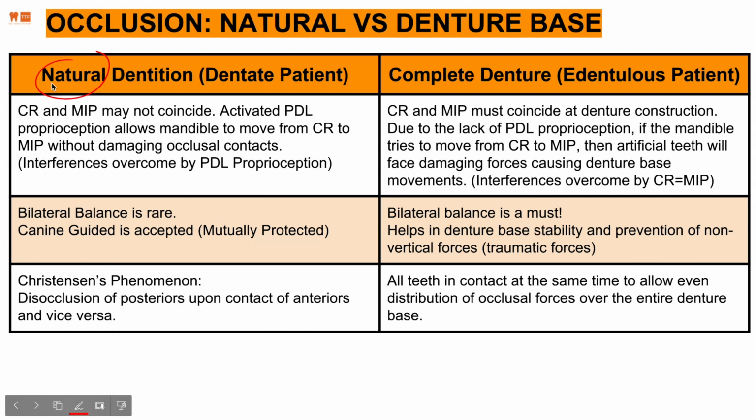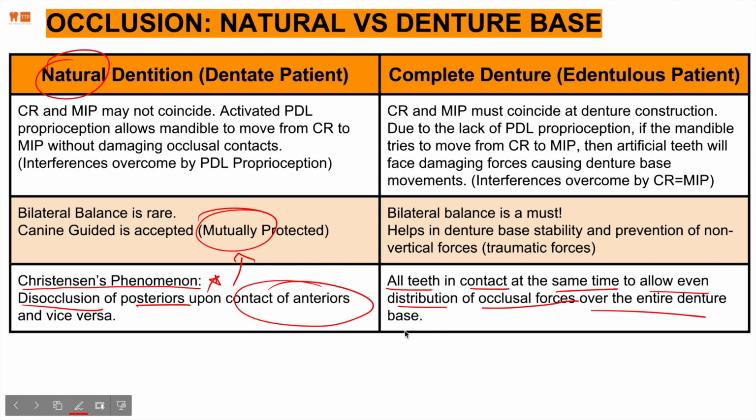In natural dentition, we also have Christensen's phenomenon. That's what this is, the disocclusion of the posterior when the contact of the anterior happens. It's the protection mechanism of anteriors to posteriors as mutually protected. In complete dentures, all teeth are in contact at the same time to allow even distribution of occlusal forces over the entire denture base. Now this is another reason to have a bilateral balanced occlusion.